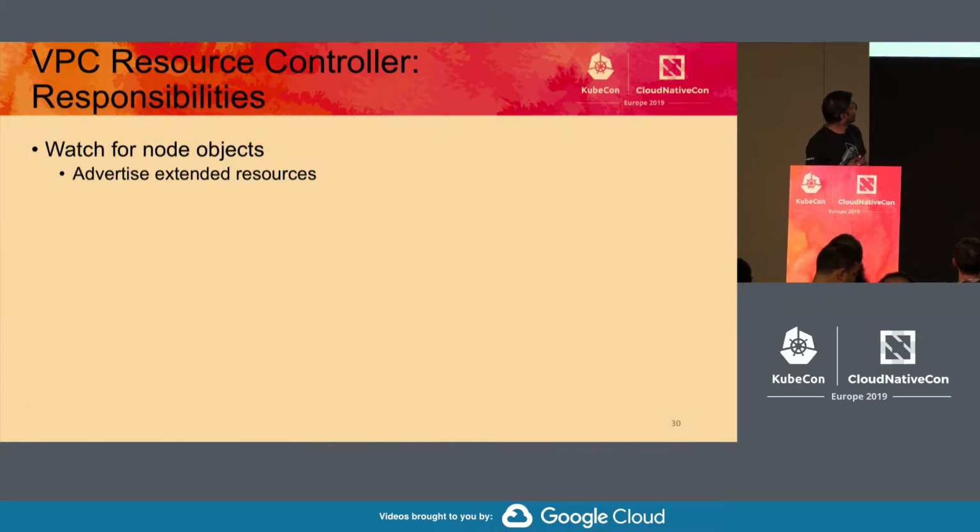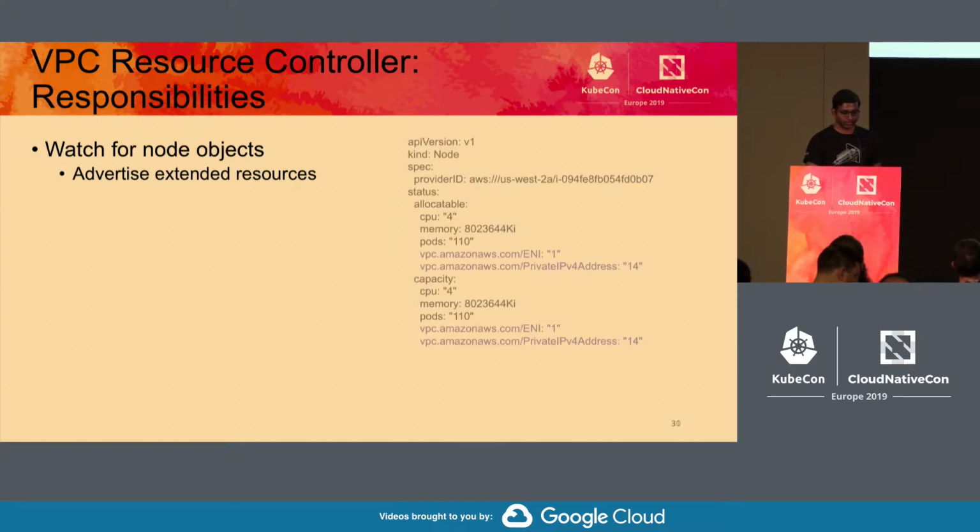So how does this actually work under the hood? The controller watches for node objects and then advertises the node's capabilities. For example, in this case, we get node objects, and when we handle them, we get the node's capabilities in terms of networking, like how many ENIs this node supports and how many IPs per interface this node can support, and we then advertise them as extended resources. For example, in this case, we see that this node has one ENI, and that ENI supports 14 IPs.